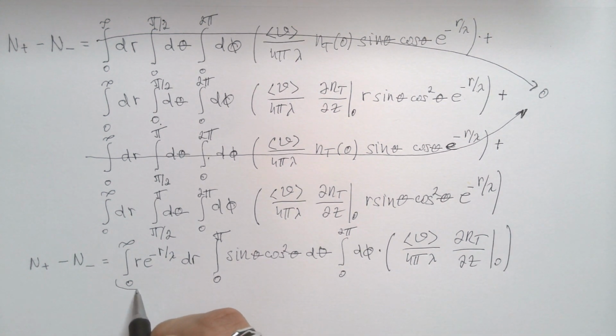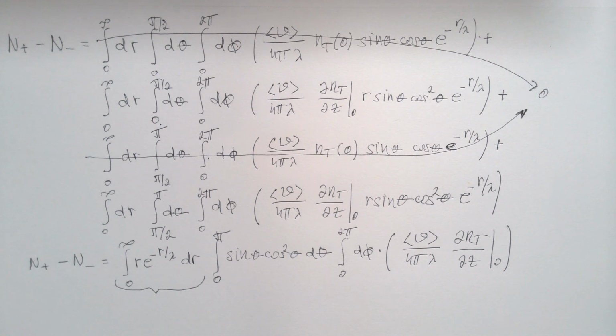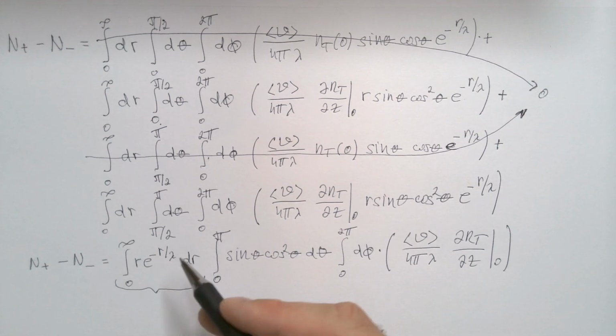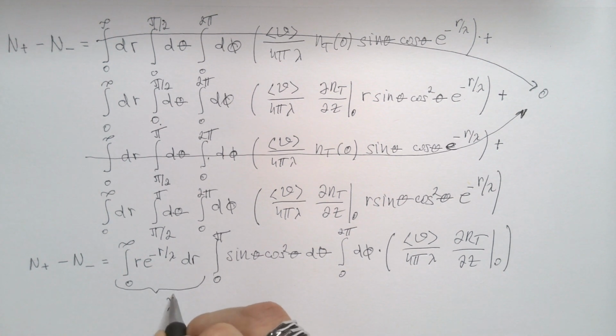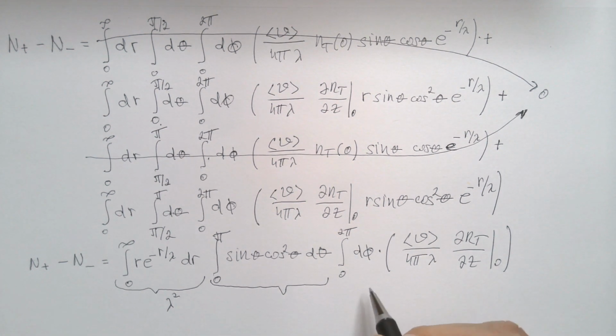Now this integral over here, I explicitly solved it in my video on the mean speed of atoms in a gas. I suggest you check out that video. It is solved using integration by parts, and the solution of this integral is lambda squared. This integral I will solve for you here below using my quick and dirty method. And of course, this integral over here is simply just 2 pi.